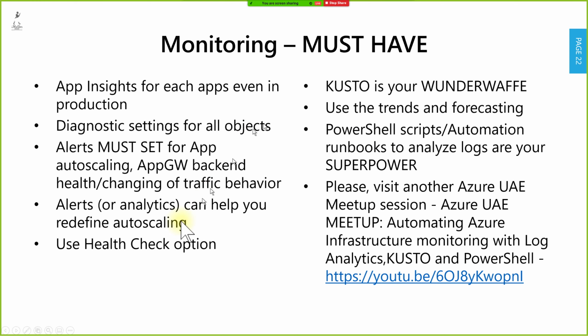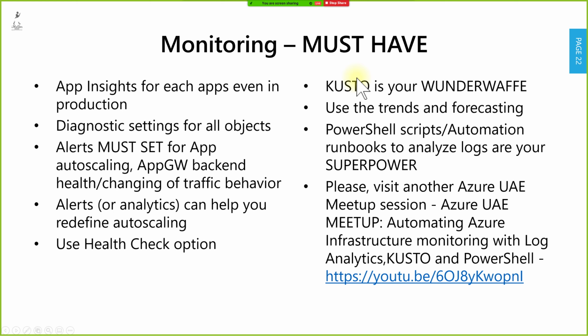So this is a really important part, alerts are a must have, right? Plus, alerts and analytics can help you to redefine auto-scaling itself. I will give you some examples. Health check for application, must have. And Kusto is your Wunderwaffe. Wunderwaffe, it's a super armor, super weapon.